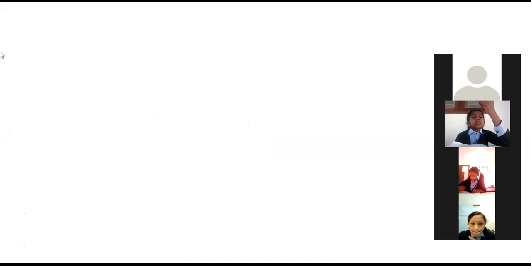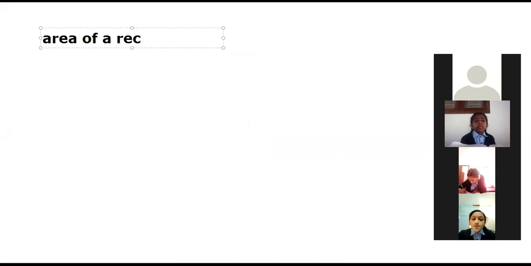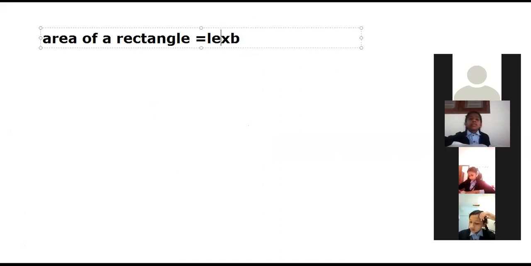So, area of a rectangle equals, what is the equation to find the area of a rectangle? L into B, or length into breadth. Let me write like that. Length into breadth. That is the equation to find the area of a rectangle. Is it clear?